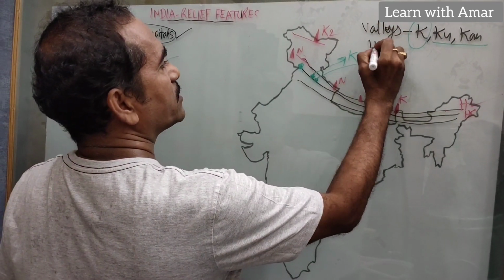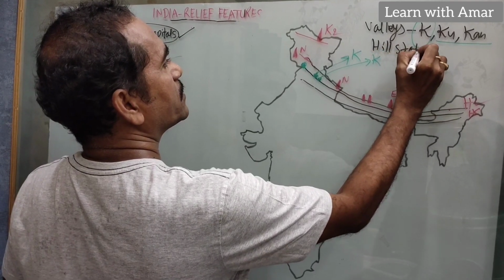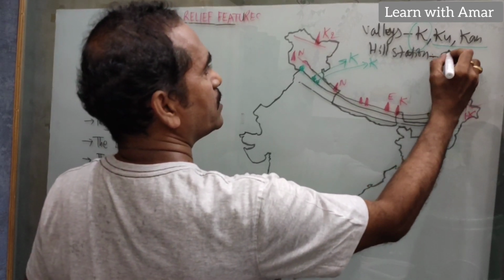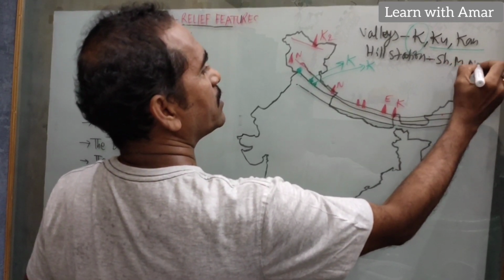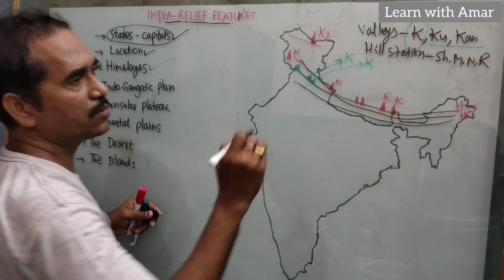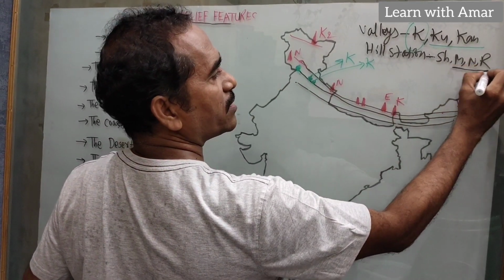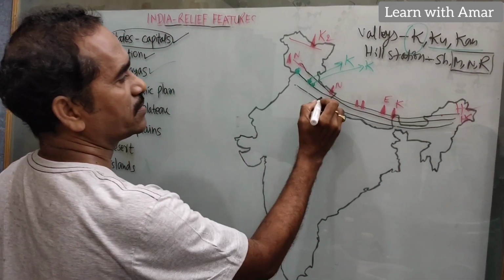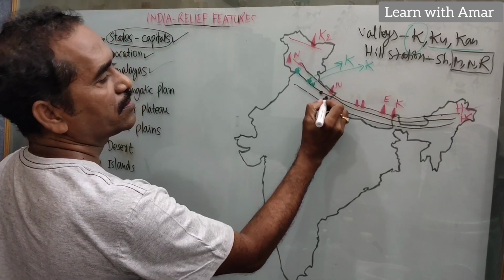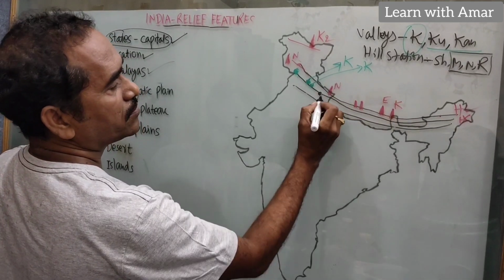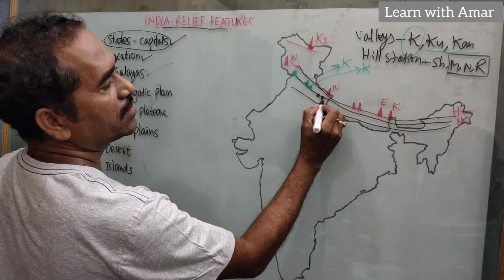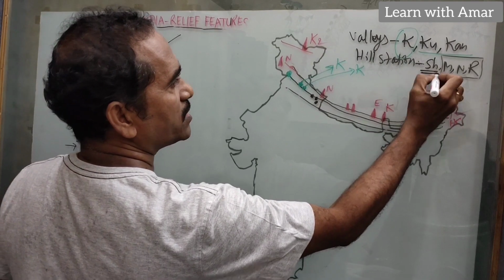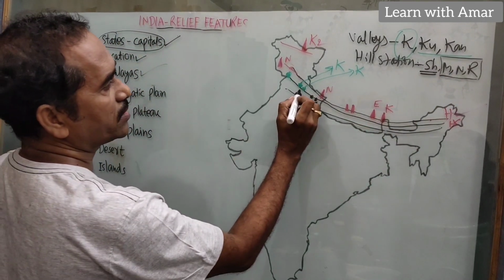Next valleys, then hill stations. What are hill stations? Shimla, Mussoorie, Nainital and Ranikhet. Except Shimla, Mussoorie, Nainital and Ranikhet, these three are located in Uttarakhand. This one, Uttarakhand. You see this shape. Mussoorie, Nainital, Ranikhet, those three are located in Uttarakhand, whereas Shimla, the capital city of Himachal Pradesh, is located here.